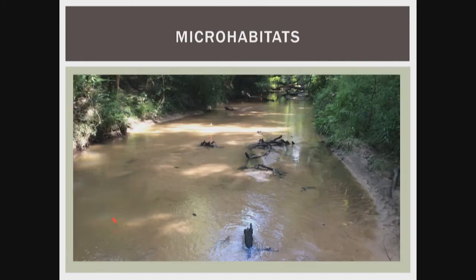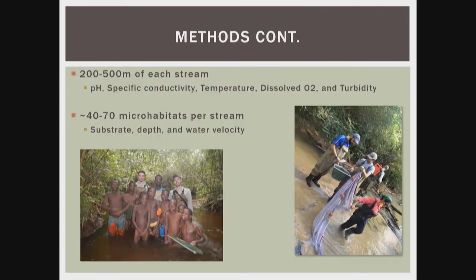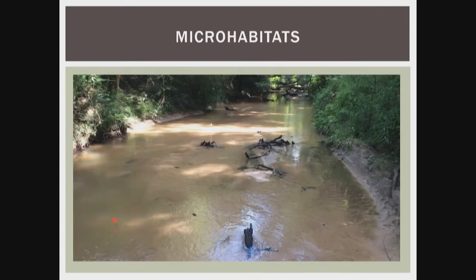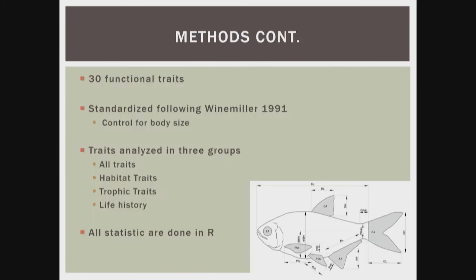We'd collect those fish, put them in a bag, flag where we got the fish, and come back and measure the substrate, flow, and depth of that microhabitat. So we know where we got every individual fish and what habitat they were associated with. And I did that for the 200 to 500 meters. And then for each of those species, I measured 30 functional traits.